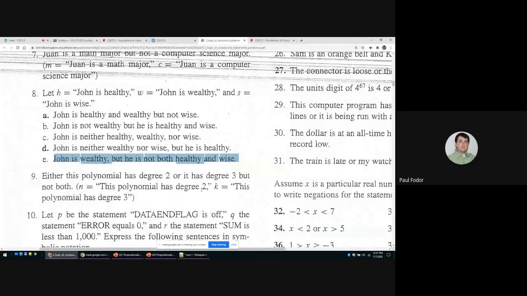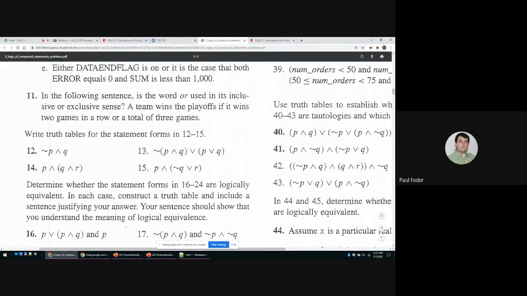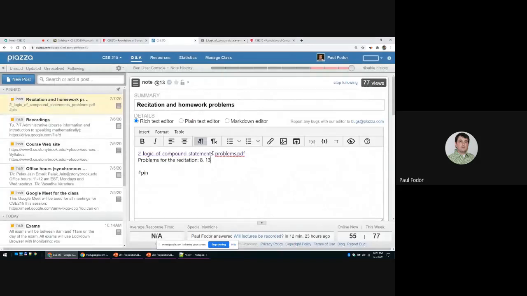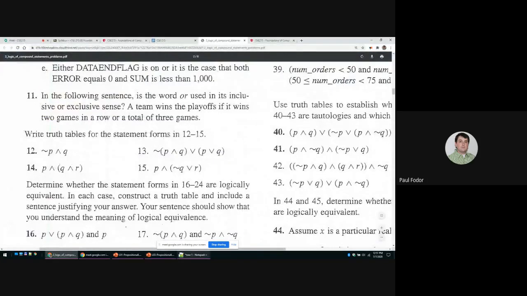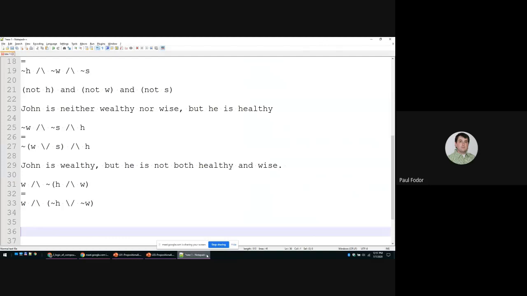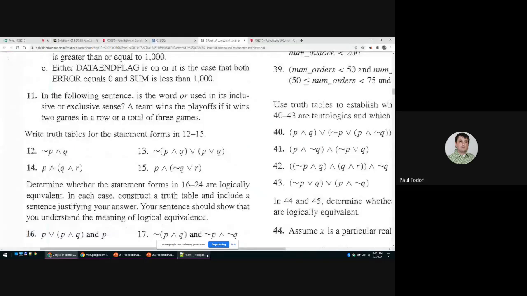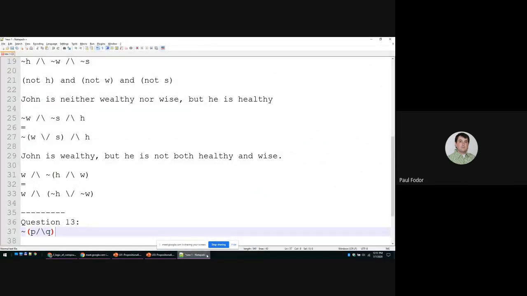Next question. So let's choose another question that is interesting, like, for instance, question number 13. Given this formula, build a truth table for this formula. Okay. So let's write it down here. Question number 13: the negation of P and Q, or P or Q.